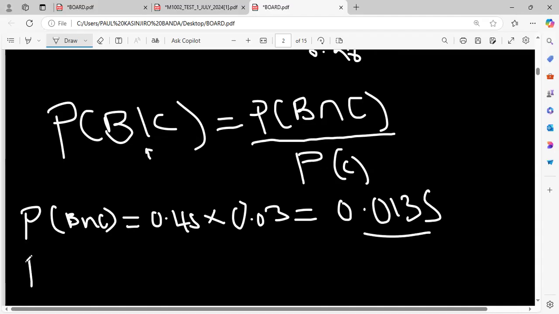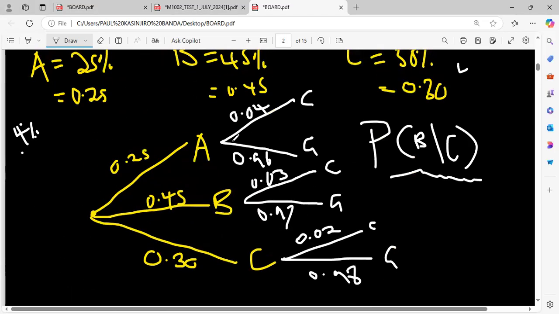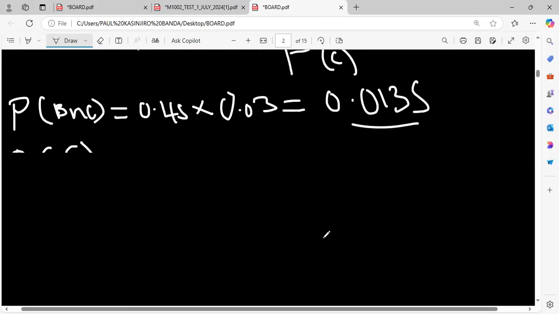The remaining thing to find is the probability of it being contaminated. How are we going to find it? We add the probability of it coming from lab A and being contaminated, plus the probability of it coming from lab B and being contaminated, plus the probability of it coming from lab C and being contaminated. So we multiply this by this, plus this by this, plus this by this. That is what gives us the probability of it being contaminated.